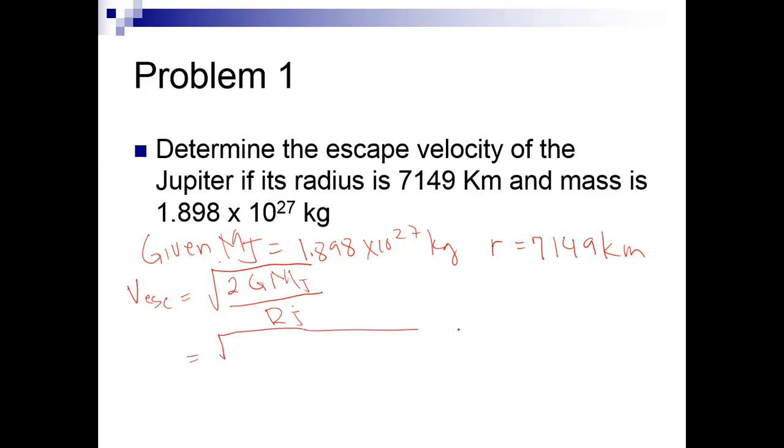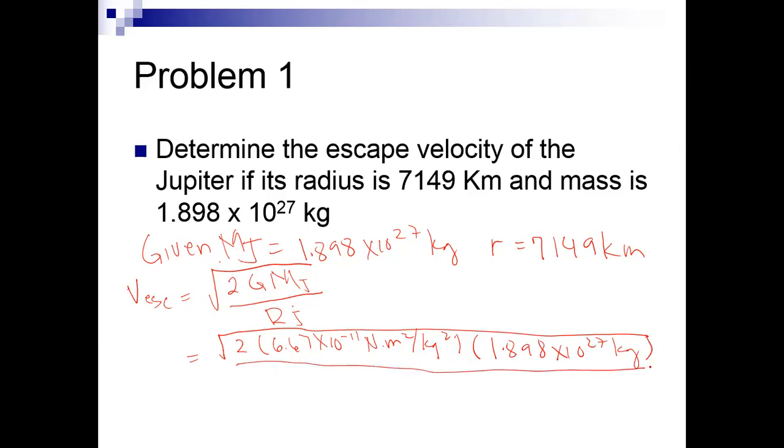So therefore, you will have the G, 6.67 times 10 to the negative 11 Newton meter square per kilogram square, multiplied by the mass of Jupiter, which is 1.898 times 10 to the 27 kilograms. Malaking-malaki ang Jupiter, di ba? Divide mo lang siya sa ating 7,149 kilometers.